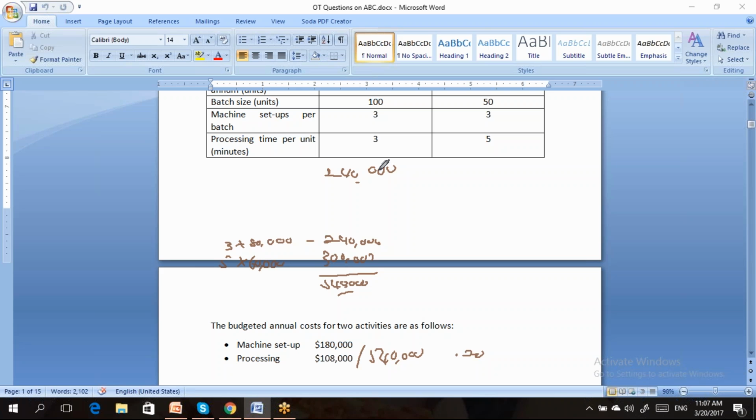Understand? 240,000 is the total processing time for product R. Into 20 cents we must multiply. That will give us the total processing cost for product R. So the total processing cost comes to 240 into 20 cents, 48,000.